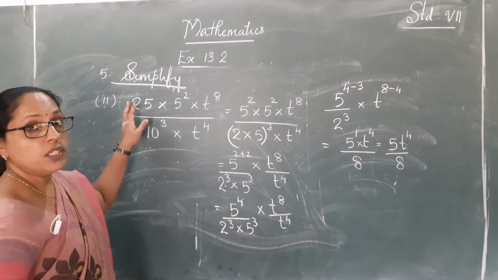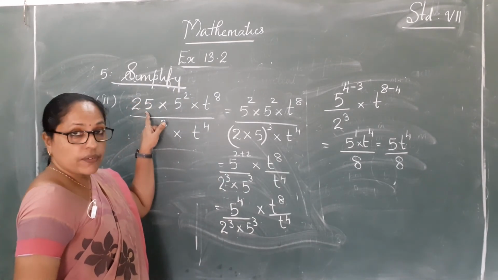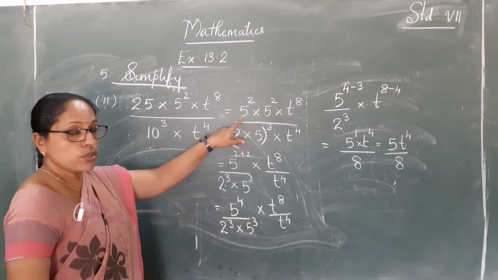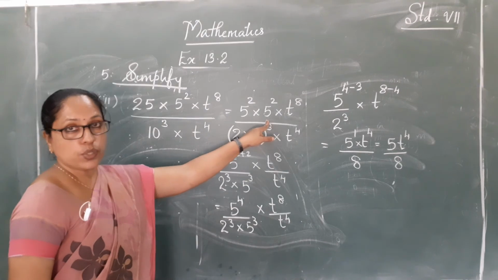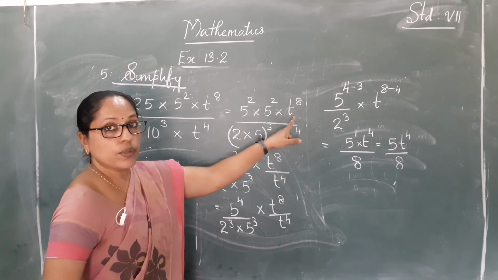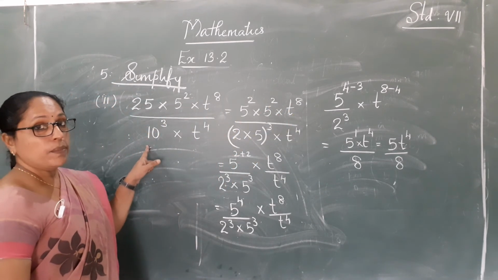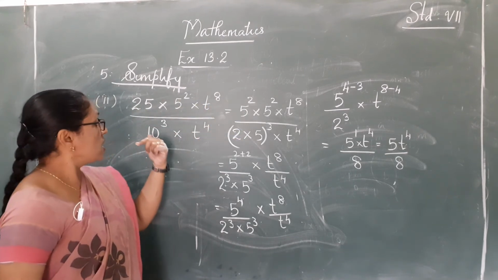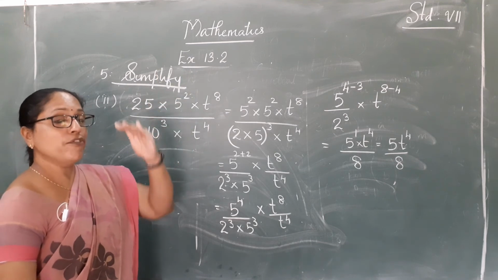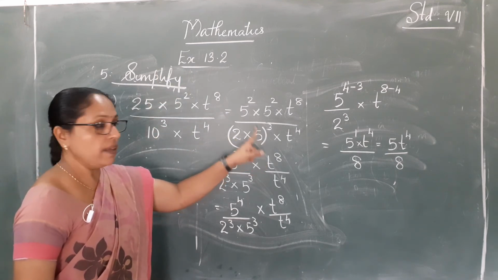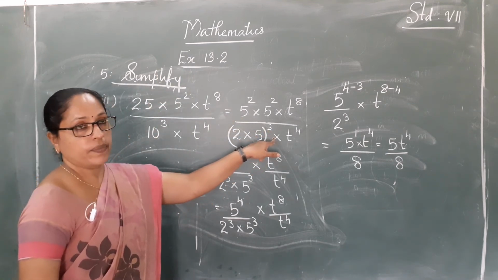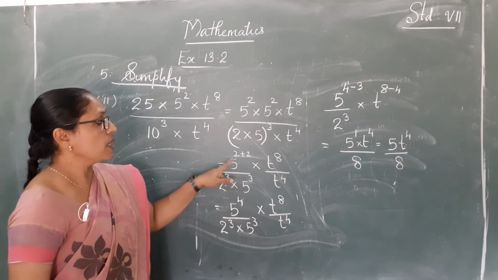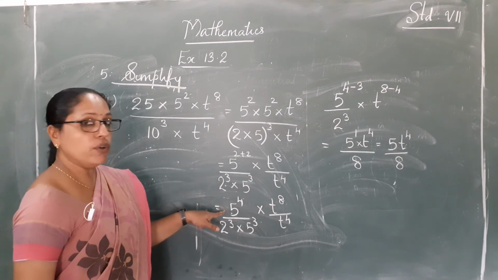Okay, so once again check the question. Change 25 into power form. So it becomes 5 raised to 2 into 5 raised to 2 into t raised to 8. Then we have 10 because as base 10 we don't have any number on the top. So we are changing 10 also into prime factors. So 2 into 5 the whole raised to 3. Okay, so here we applied the law adding the powers. 5 raised to 2 plus 2, 5 raised to 4.